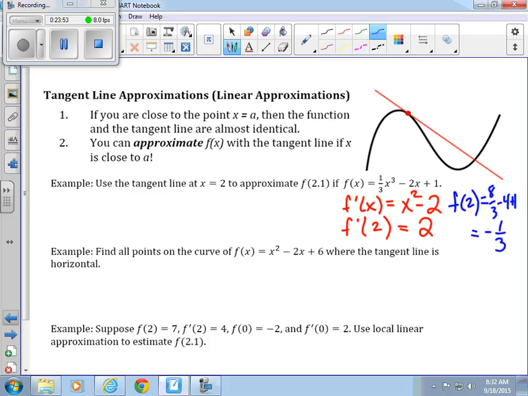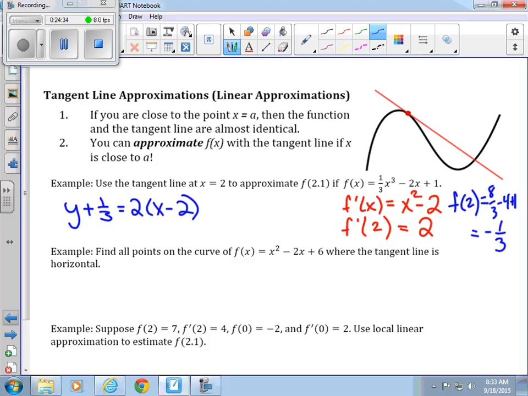You could do a little more work to get that if you need to. Is that right? I'll check my work. Okay, so my equation of my tangent line is y plus 1/3 equals 2 times x minus 2. That's my tangent line. I want to approximate f of 2.1. So I'm going to put 2.1 right here where the x is. Just plug in 2.1 for an x.